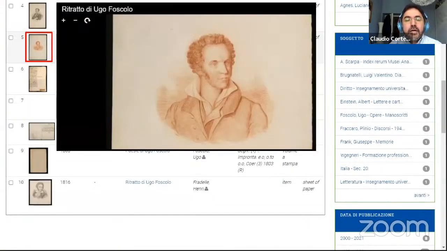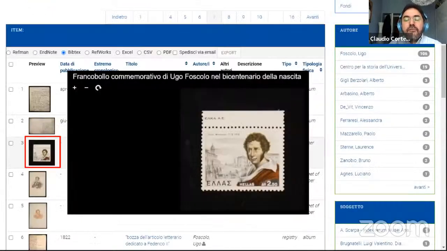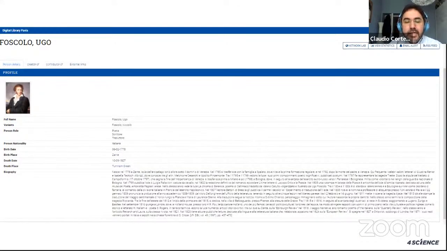For example, you can find a portrait representing the poet. You can find the first edition of one of his most famous novels, The Last Letters of Jacopo Ortis. You can find even a stamp representing the poet, published in Greece to remember this poet, together with a letter to his mother or some biographical data related to the poet's life.